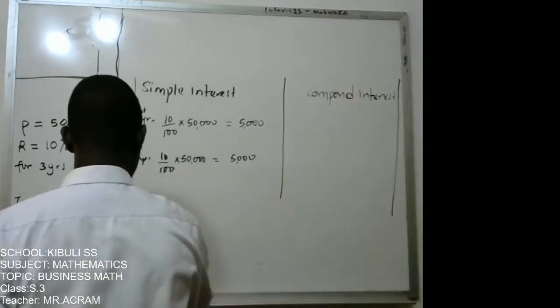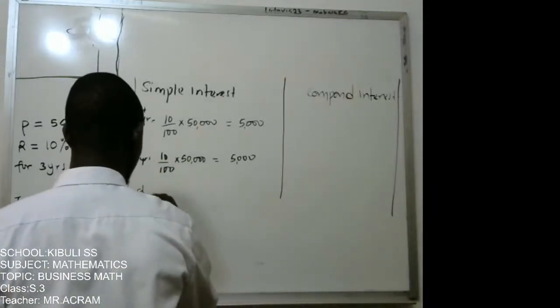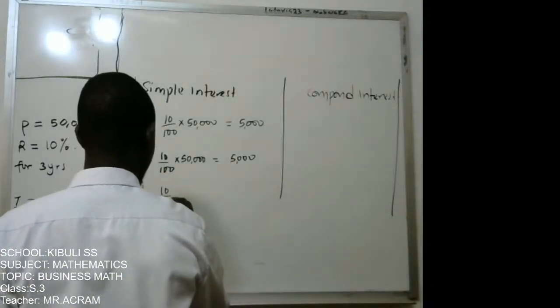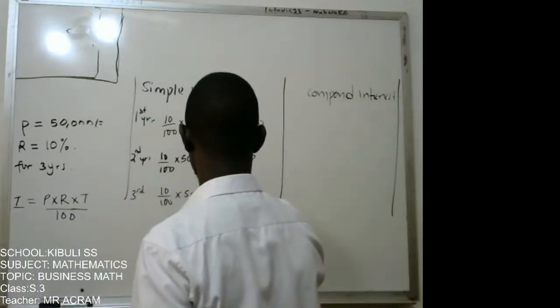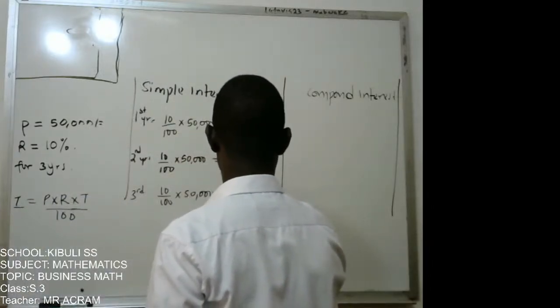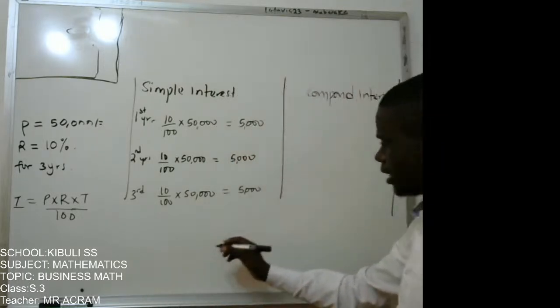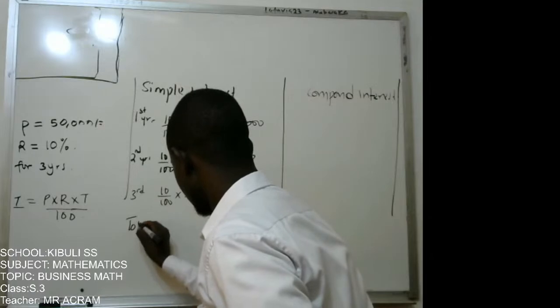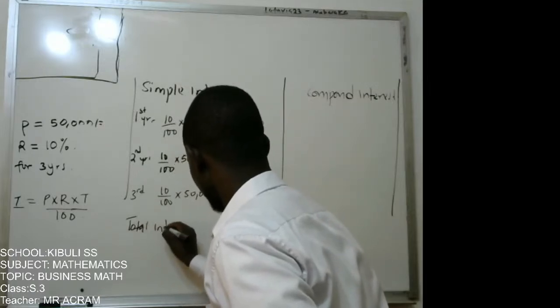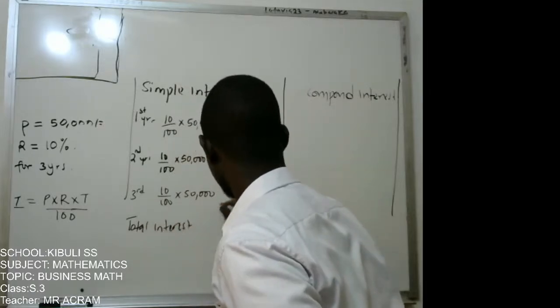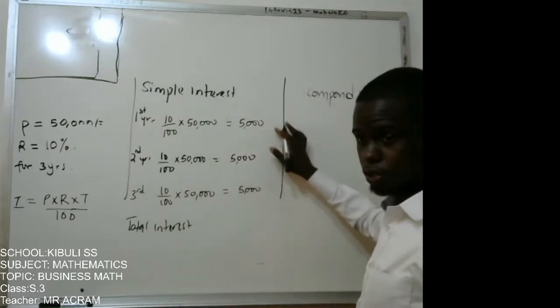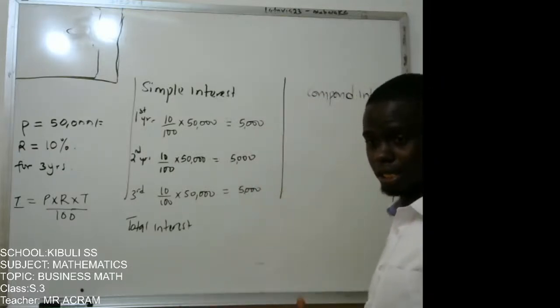And in the third year, the same thing will occur, because each year this person has a rate of 10%. This one will also be 5,000. Meaning that if I add the total interest, this is the total interest that this person is going to add on the money that they were given.